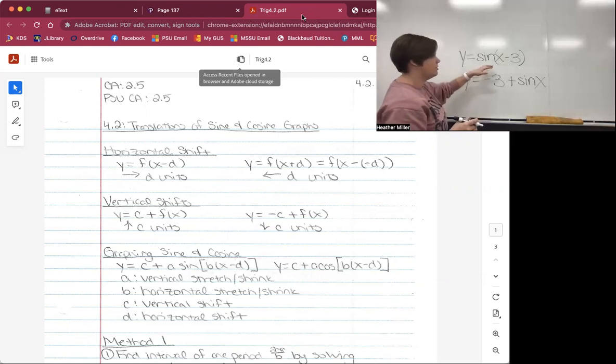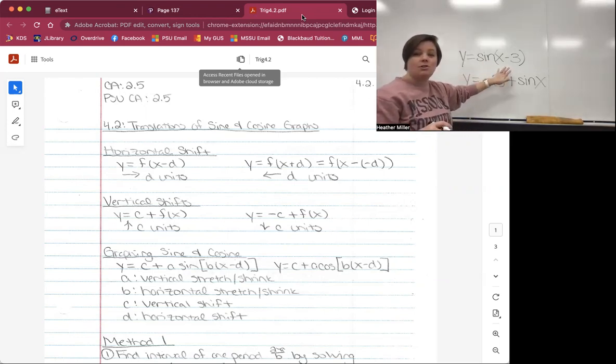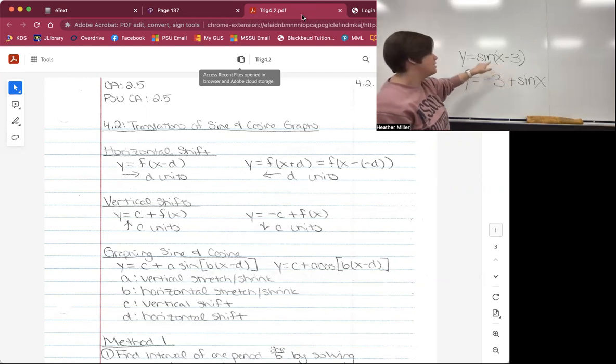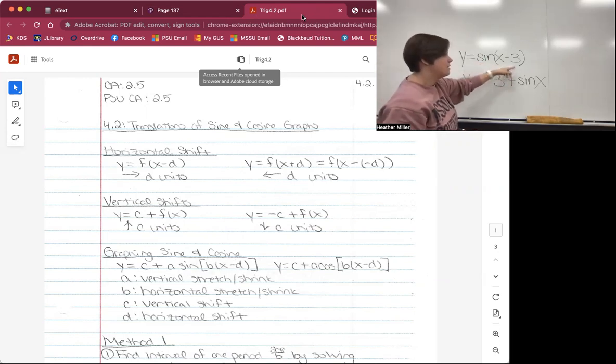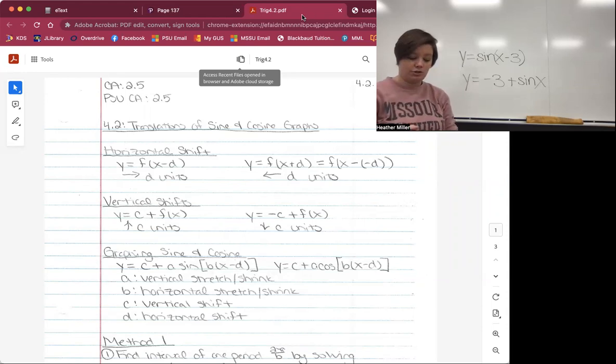The other thing I'd like to point out here is how important those parentheses are. So pay attention to them. Because if they write it like this, that's telling me that I'm doing a horizontal shift. And when you are writing things, whether it be on the test or anywhere else, you need to be aware that those parentheses really are going to matter.